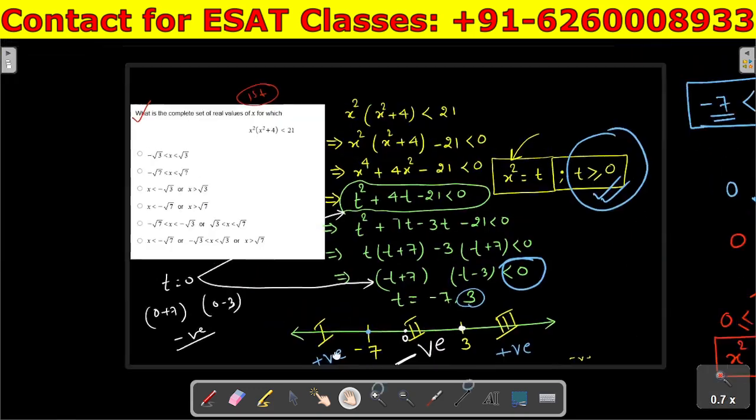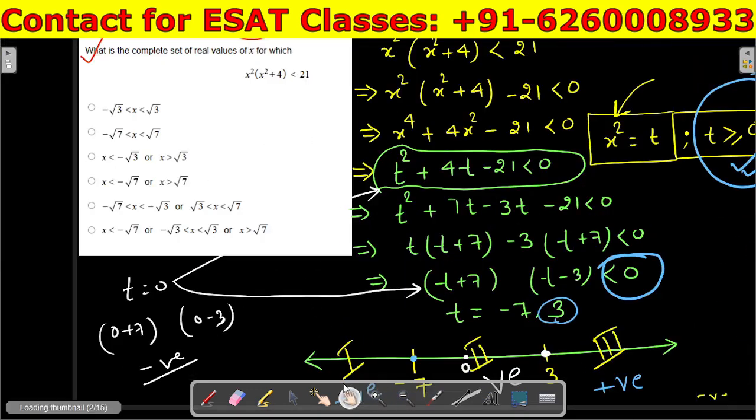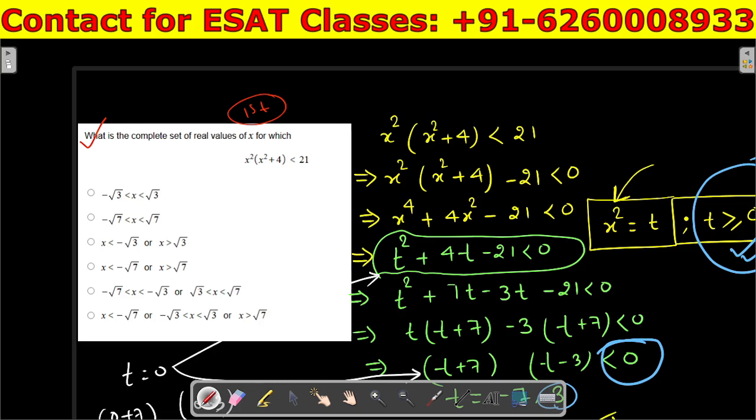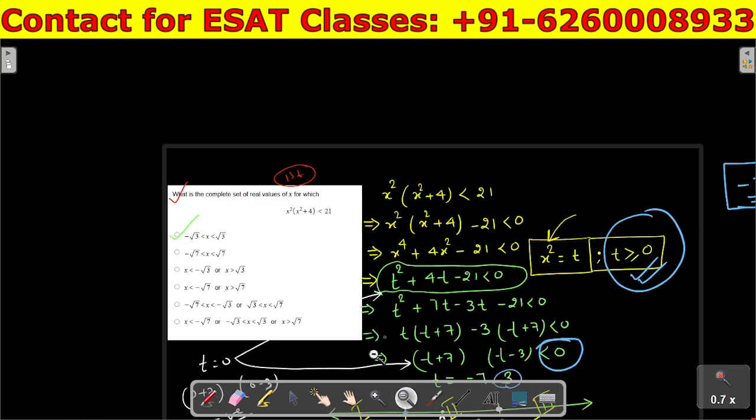Let us check the options. Is there any option? Yes. So our option is the first option, and this is the correct one, right? So I hope you have understood this question.